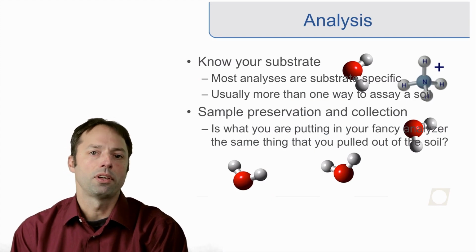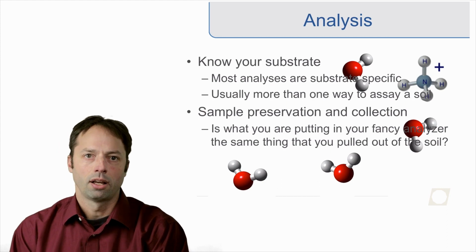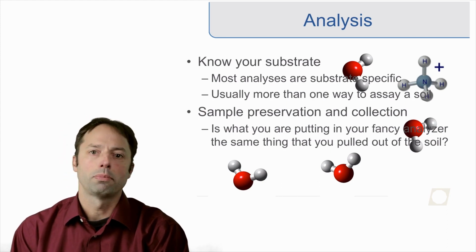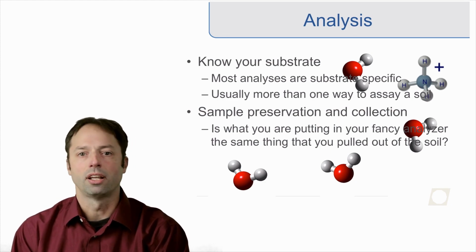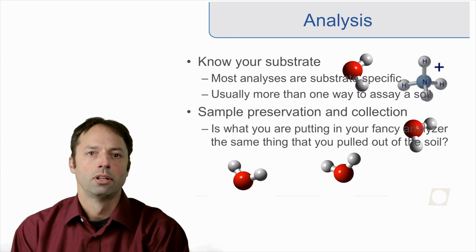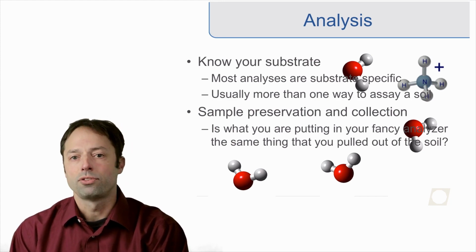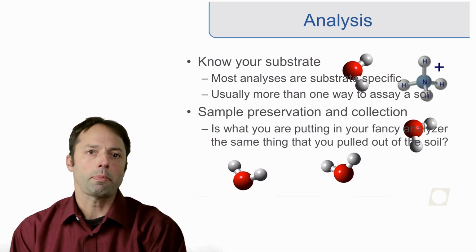One of the most important things is know your substrate. What kind of compound are you looking at? Most analyses are substrate specific. There aren't very many places where you can just throw everything into some type of machine and then the data magically comes out. There's usually more than one way to get the information that you want, and there's usually some pros and cons with each method.